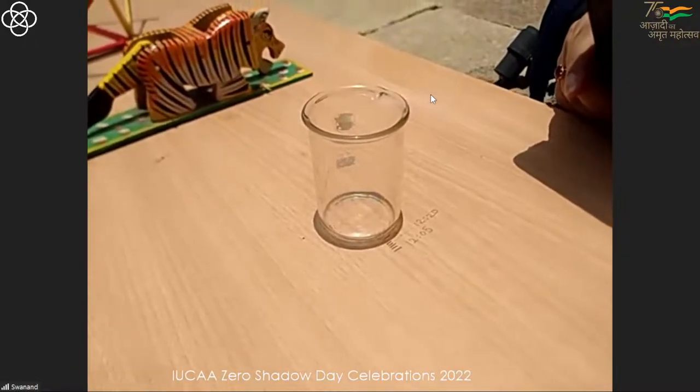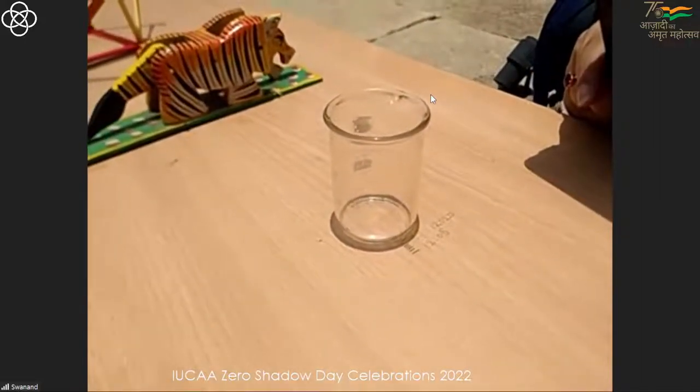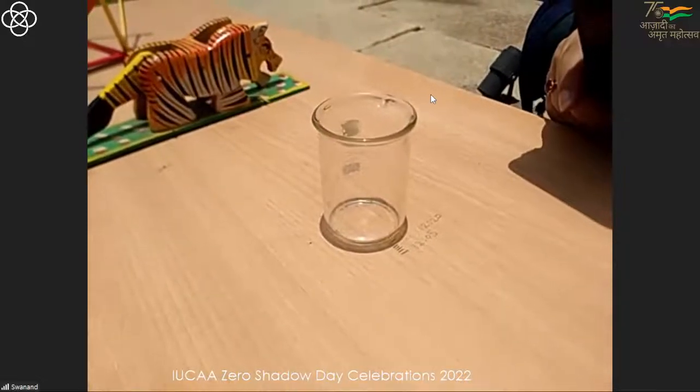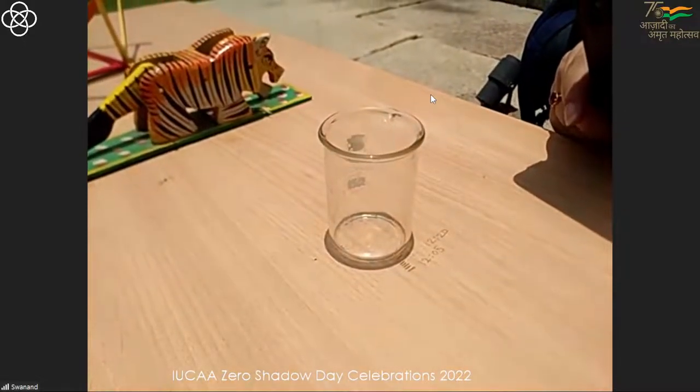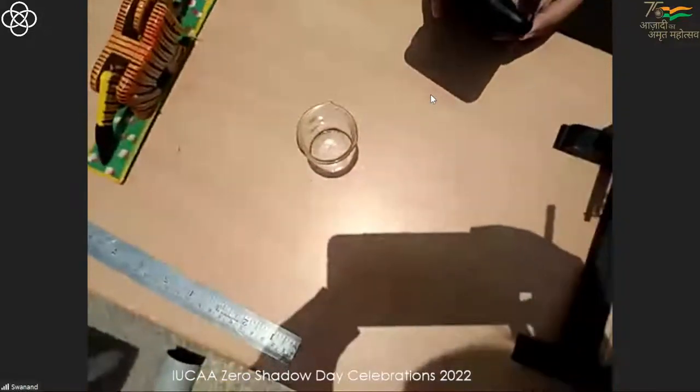The beaker has this collar on the top. And because of that collar, the shadow of the beaker will be exactly equal to the diameter of the collar that is there and not the base, because the base is narrower than the collar of the beaker.